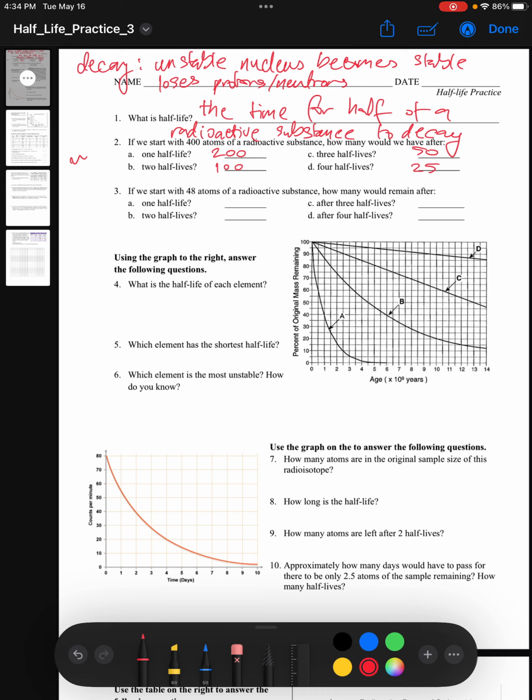Question 3. If we start with 48 atoms of a radioactive substance, how many would remain after one half-life? Well, it would be half of 48. That's 24. 2 half-lives, half of 24 is 12. 3 half-lives, half of 12 is 6. 4 half-lives, half of 6 is 3.